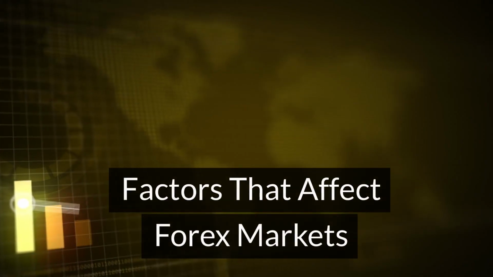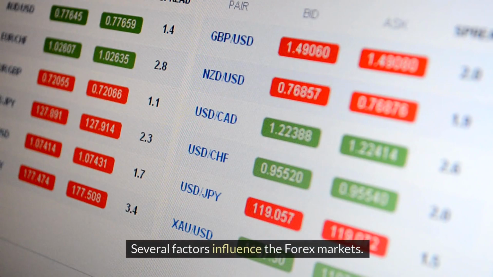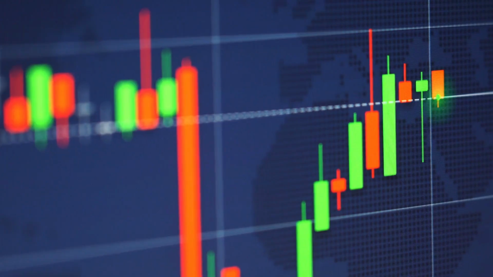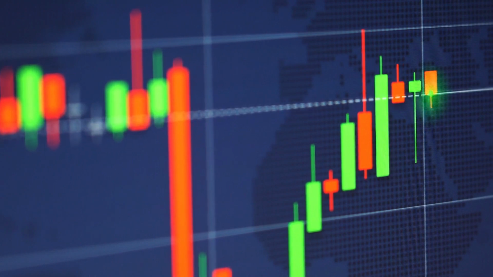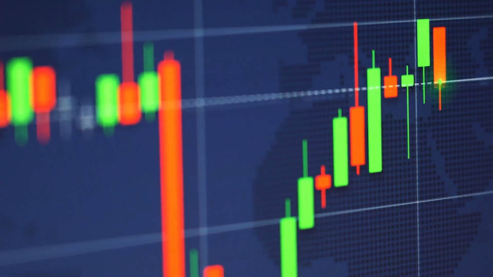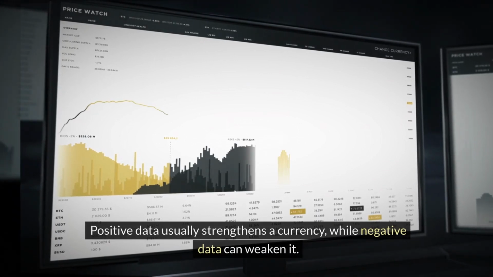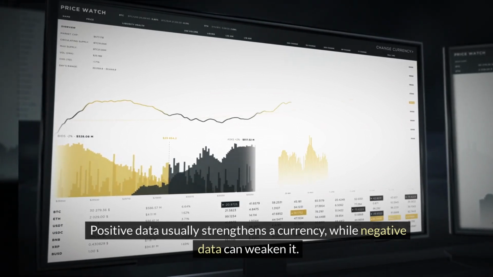Factors that affect Forex markets. Several factors influence the Forex markets. Let's take a look at the most significant ones. Economic indicators such as GDP, inflation rates, and employment data can impact currency values. Positive data usually strengthens a currency, while negative data can weaken it.